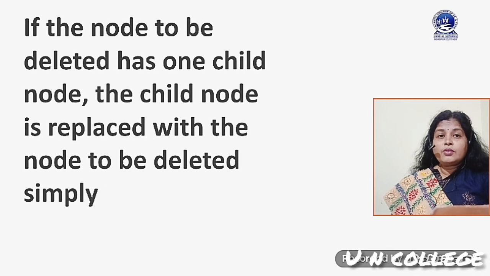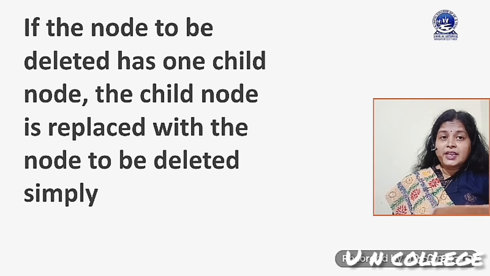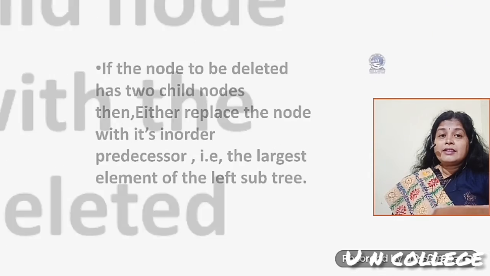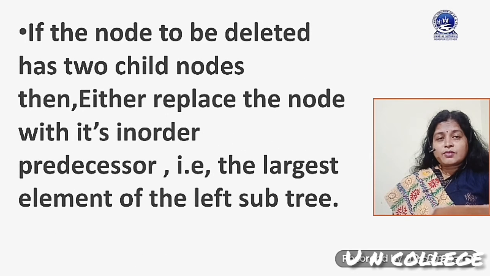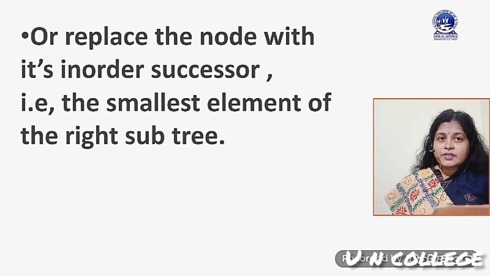But if the node to be deleted has one child node, the child node is replaced with the node to be deleted. It is another factor. Then the next one. If the node to be deleted has two child nodes, then either replace the node with its inorder predecessor, that is the largest element of the left subtree, or replace the node with its inorder successor, that is the smallest element of the right subtree. Actually this process is a little bit complicated but very interesting one.